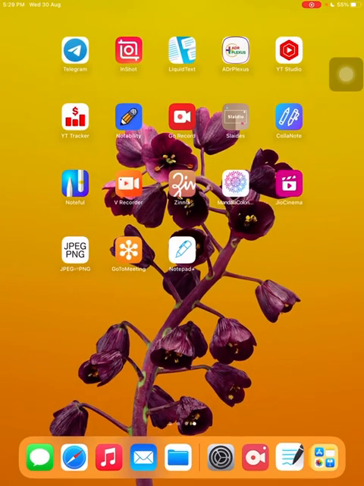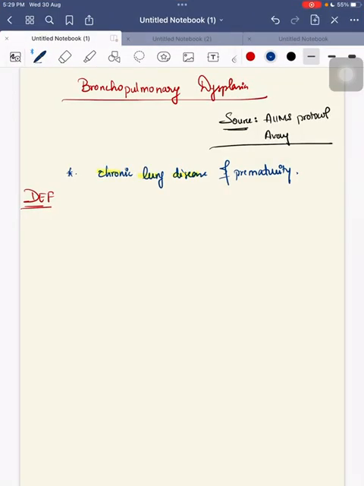Hello everyone, today we will discuss bronchopulmonary dysplasia. Bronchopulmonary dysplasia is also known as chronic lung disease of prematurity. Starting off with its definition, this occurs in preterm infants who require mechanical ventilation or oxygen therapy for their primary lung disorder.